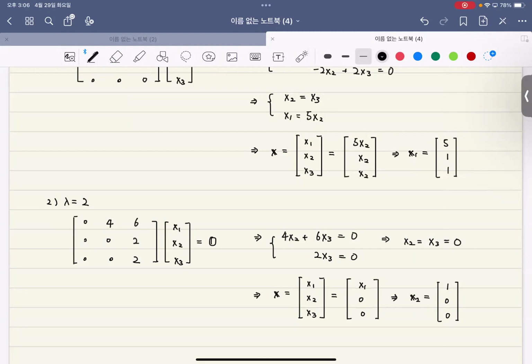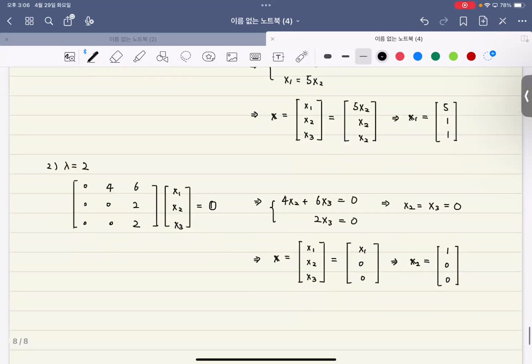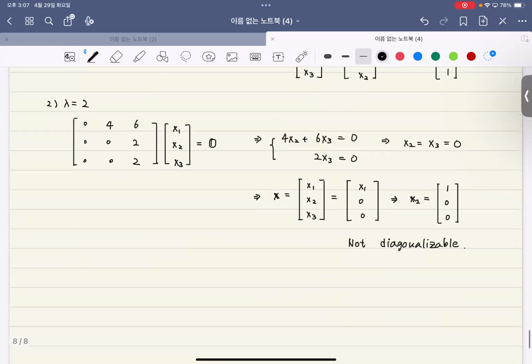So what can I say about the geometric multiplicity of this eigenvalue? The algebraic multiplicity and geometric multiplicity do not agree. In fact, the geometric multiplicity is 1, which is strictly less than the algebraic multiplicity. So is it diagonalizable or non-diagonalizable? This is a non-diagonalizable matrix. Okay, great. Not diagonalizable.